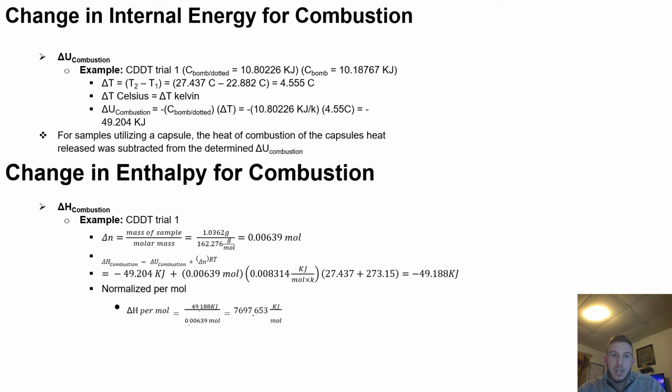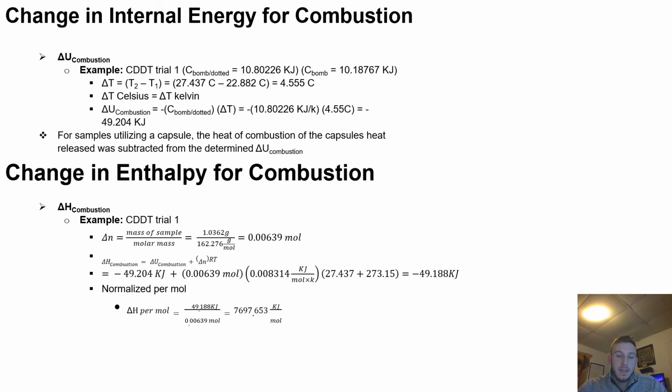So first we determined the change in temperature of the system, and we did that by basically constantly measuring the temperature throughout the system as the reaction proceeded. So we got an initial temperature and a final maximum temperature, and that allowed us to get this change in temperature. Now, the change in internal combustion energy is equal to the negative specific heat of the calorimeter multiplied by this change in temperature. And ultimately for the CDDT trial 1, we ended up with 49.204 kilojoules.